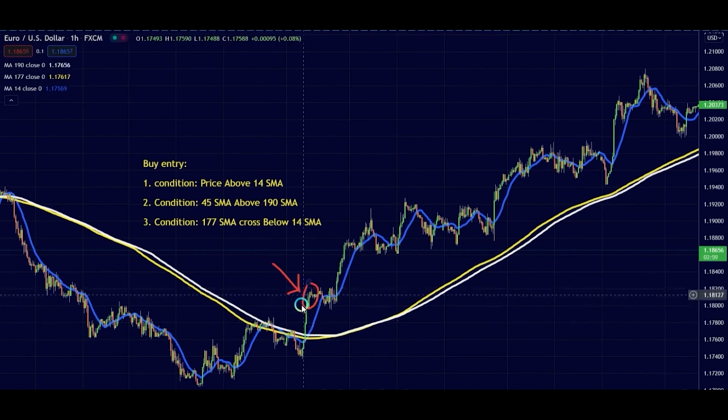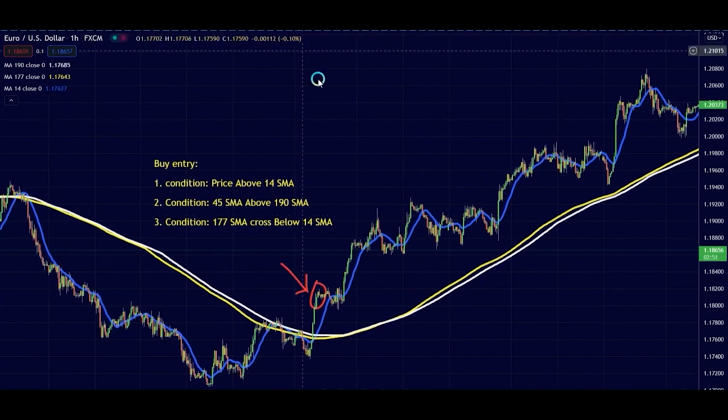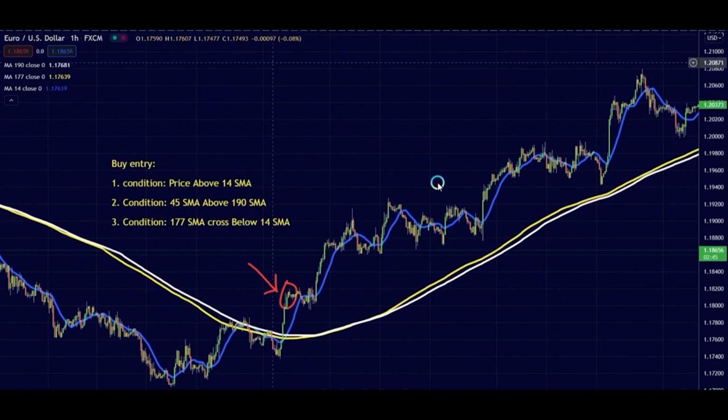So here it was a perfect place for us to take this buy trade, and we took it, and the algorithm took it, and it turned out to be one of the best trades I have ever seen. So let's see where our exit is, because it is really important.